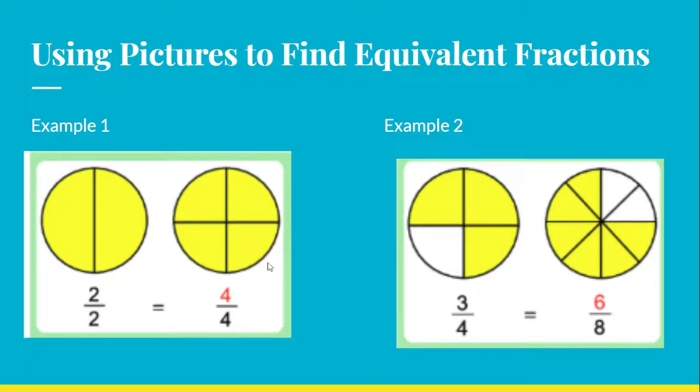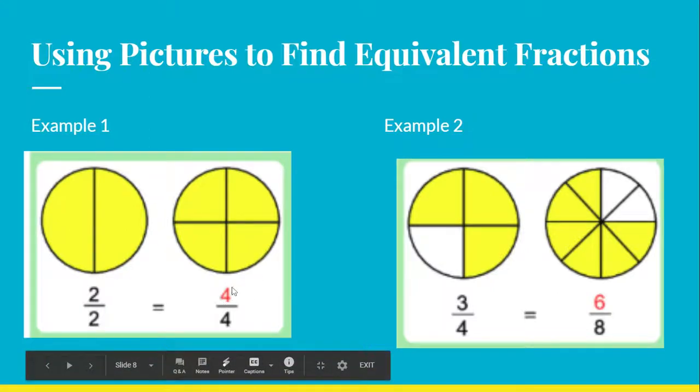Our second circle shows the same amount shaded in, but 1, 2, 3, 4 parts. So 4 parts are shaded in out of the 4 parts in the whole. 2/2 is equal to 4/4. These are equivalent fractions. Let's try another example.